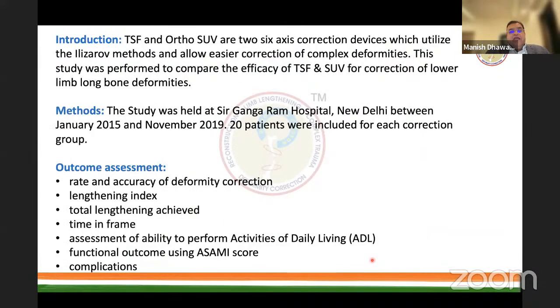Introduction: TSF and Ortho SUV are both six-axis devices and both are very good for correction. We did 20 patients of SUV and 20 patients of TSF. For outcome assessment, we studied the rate and accuracy of deformity correction, lengthening index, total lengthening achieved, time in frame, assessment of ability to perform daily activities, functional outcome using the ASAMI score, and complications.